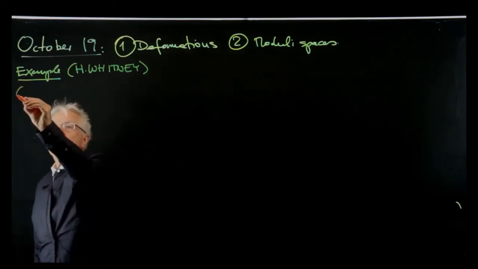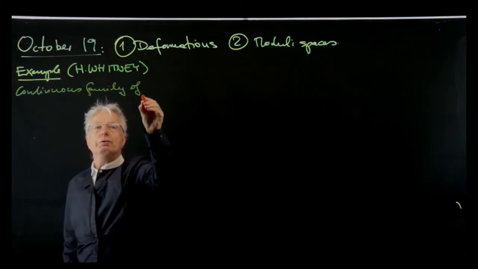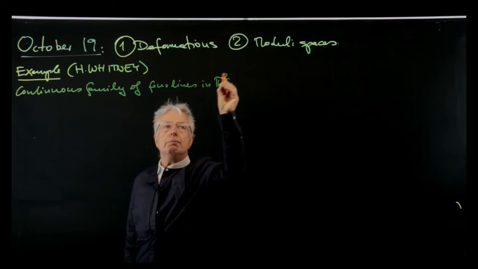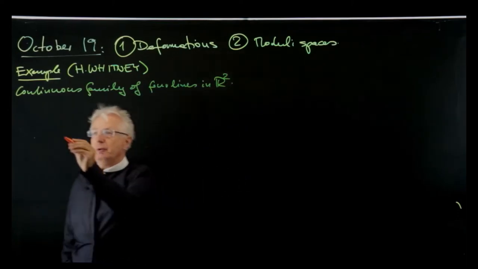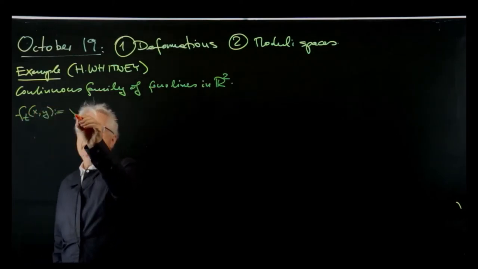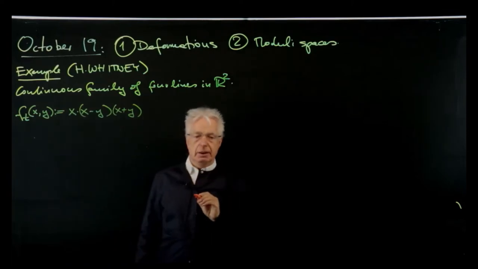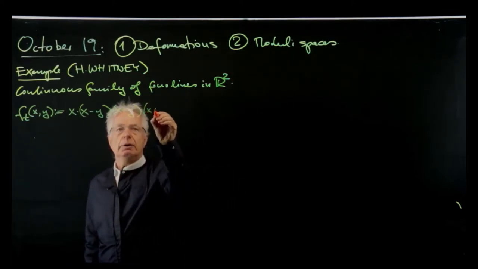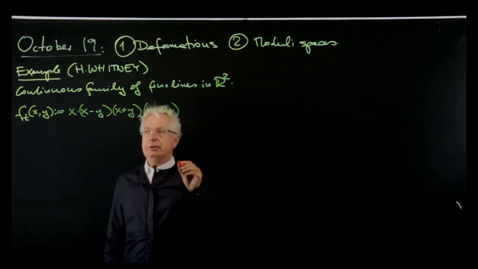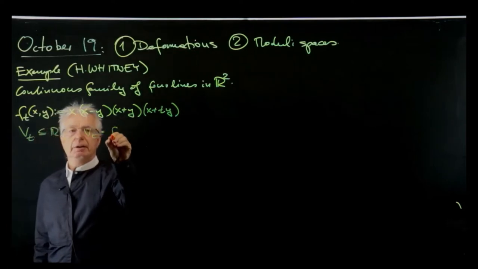So we take a continuous family of four lines, and we just do it in R2. And by this I mean just a defining polynomial. We take f_t of x and y, we take x times (x minus y) times (x plus y). So up to here, the parameter t does not appear, but now it will appear. (x plus t times y). So let me call V_t in R^2 the zero set, f_t inverse of 0.